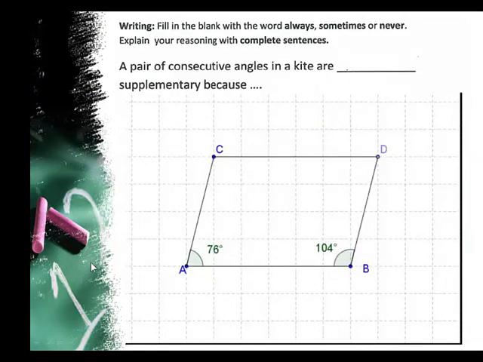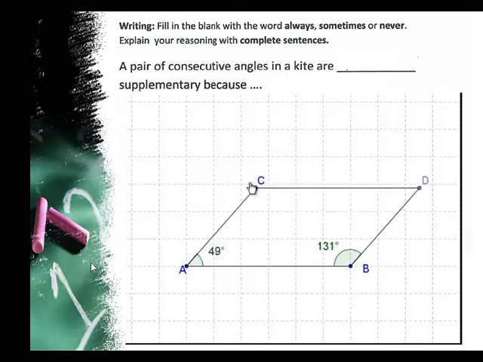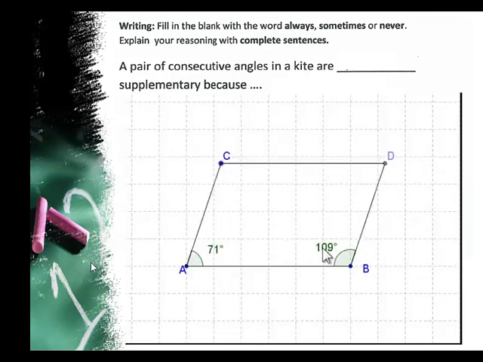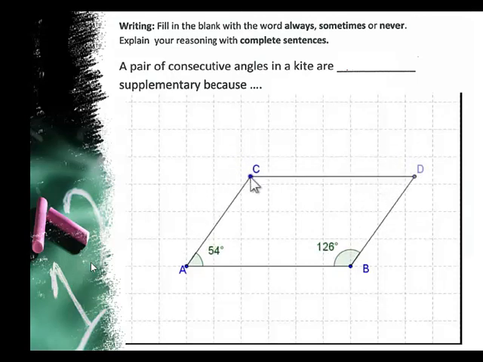Now we're looking at the writing prompt. It says a pair of consecutive angles in a kite are blank supplementary because. So what I did is I set up here an interactive set of angles. This angle and this angle are always supplementary. No matter how I move this point, these two angles will add up to 180 degrees.